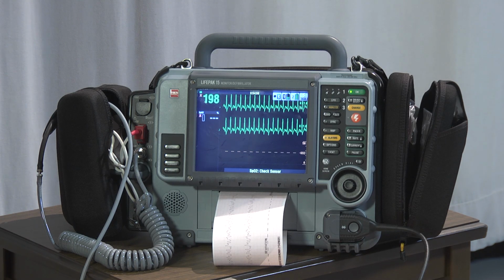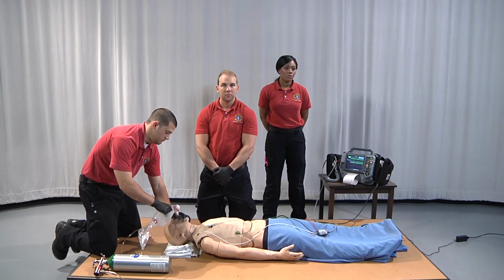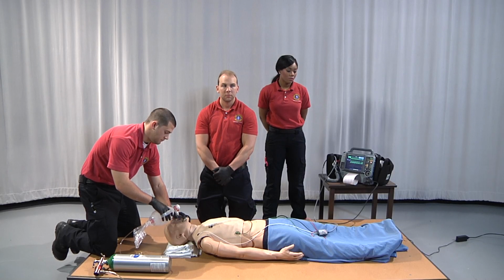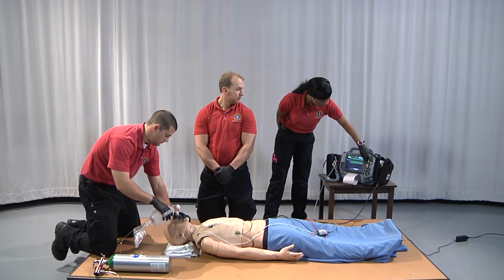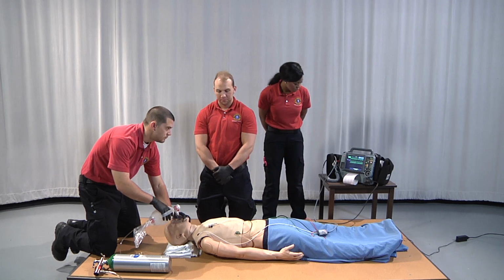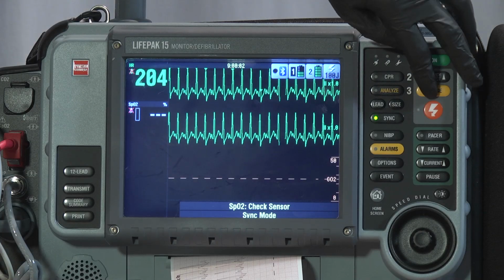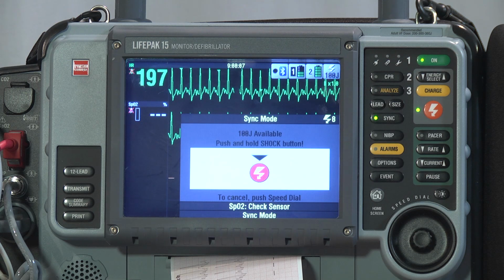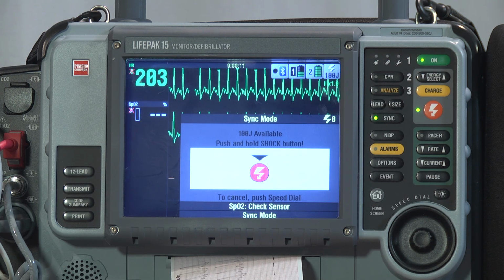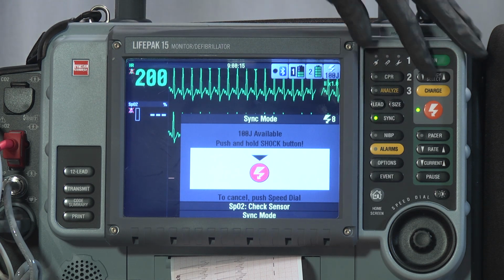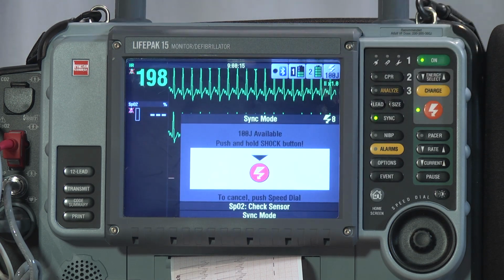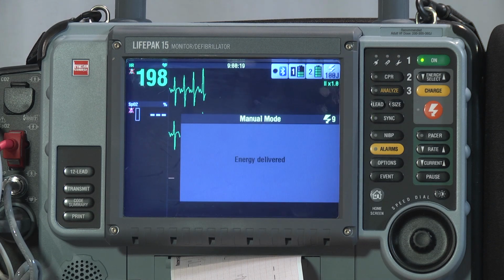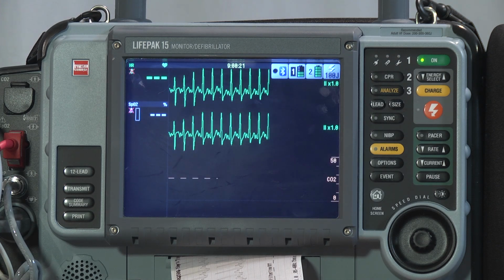Determine the need for sedation and inform the patient of the procedure. Activate synchronizer and ensure the monitor recognizes the QRS complex. Verbalize all clear and visually ensure no one is touching the patient. Clear the head, clear the feet, all clear. Press and hold the shock button. This button must be held down until the energy is delivered.